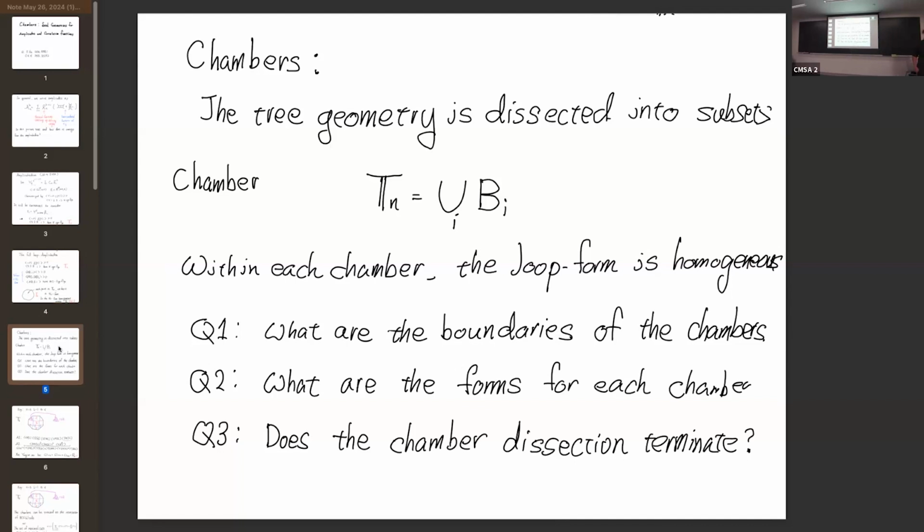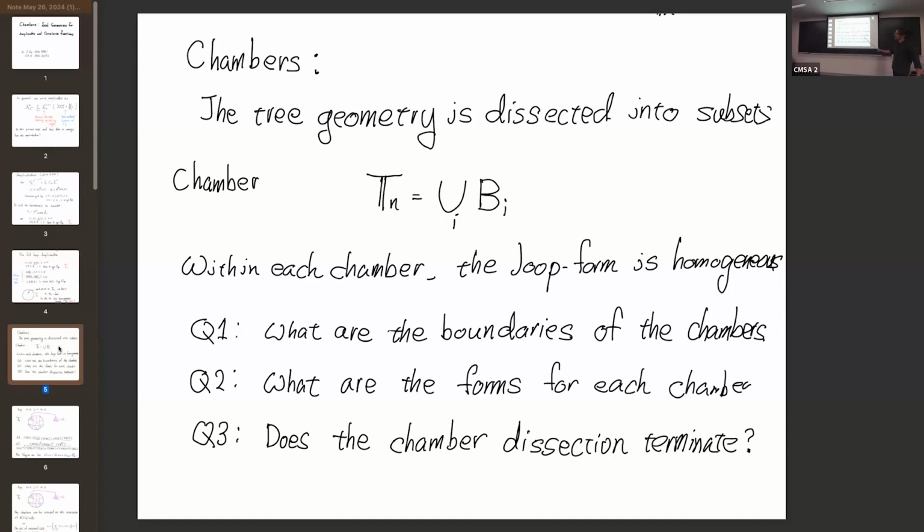Is there any nice numerology of chambers? You mean the combinatorics, like how many there are? I'll just show an example. It grows fast, but yes, that's one of the things that we want to understand.